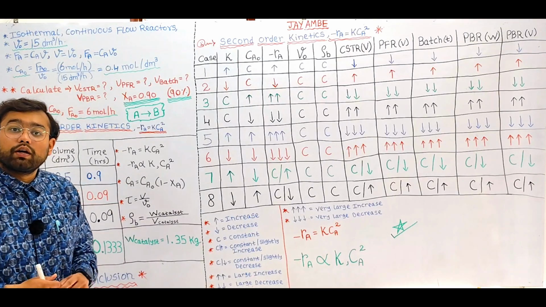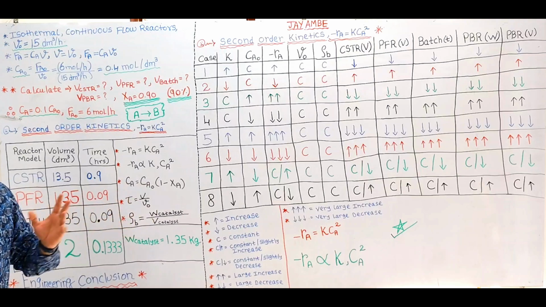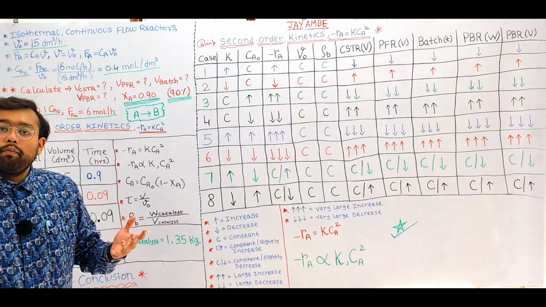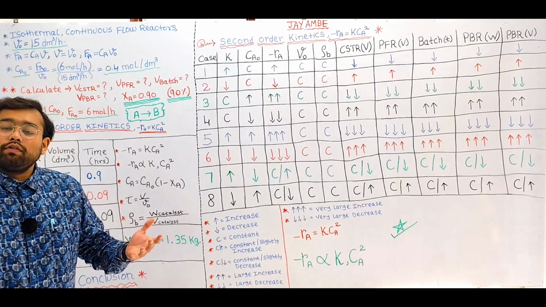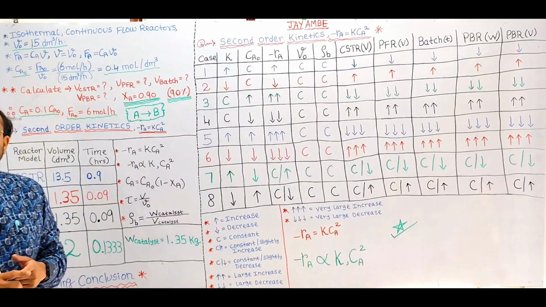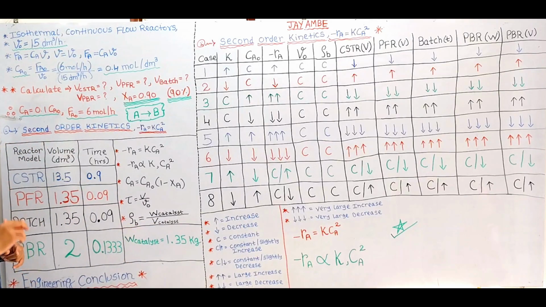Okay, now let's say, what if instead of CSTR, PFR or batch reactors, I use a packed bed reactor, right? Then how large a volume of packed bed reactor do we require? What will be the reaction time? How much weight of the catalyst do we require in order to achieve the desired conversion of 90%, right? So let's understand that, right?